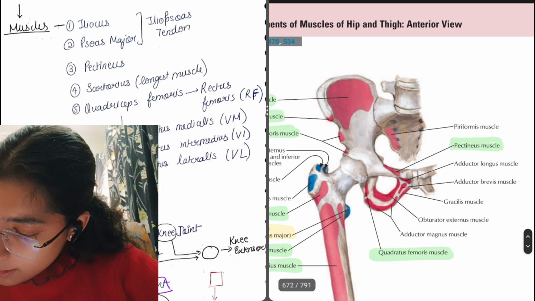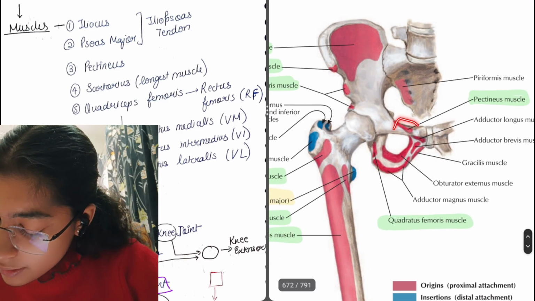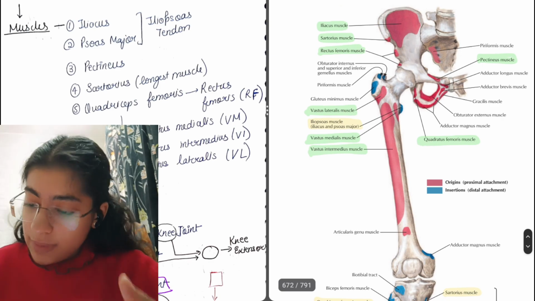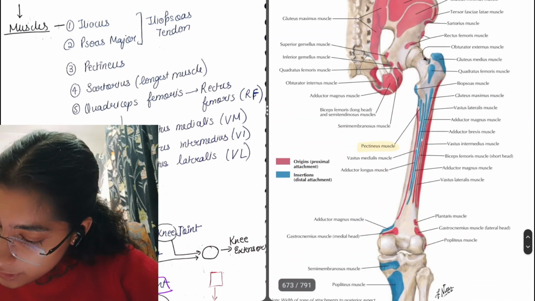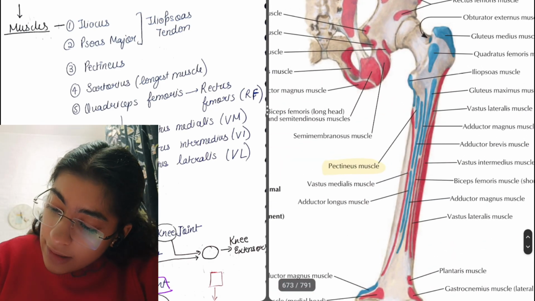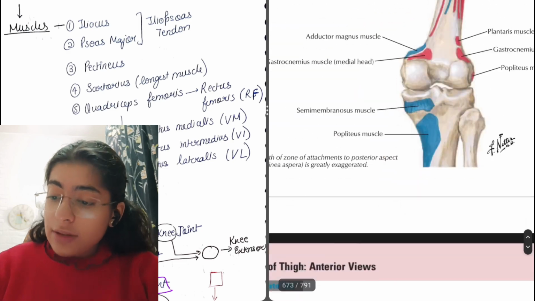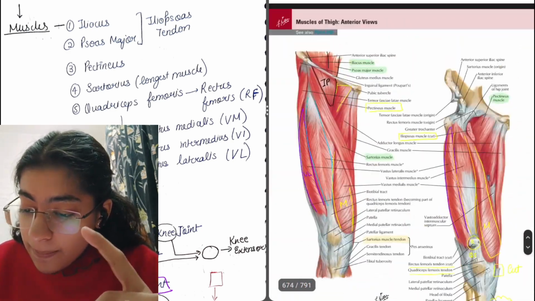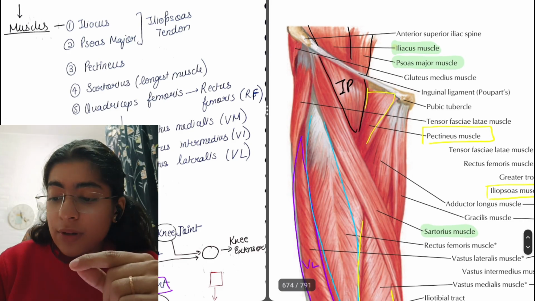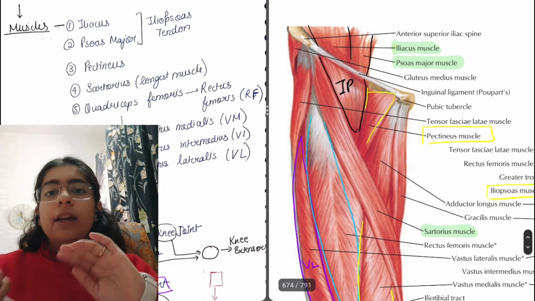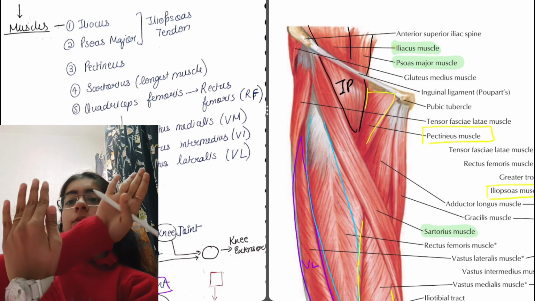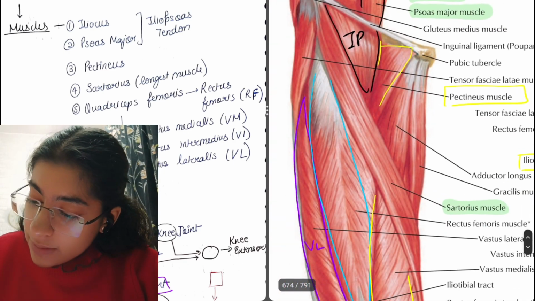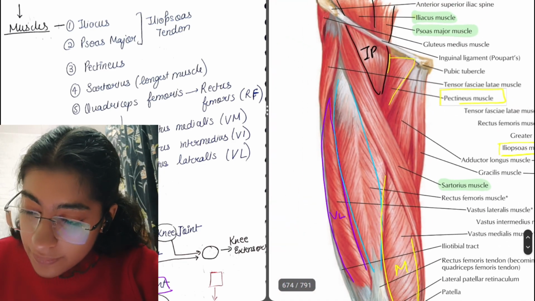Here you can see the pectineus muscle origin. From here the pectineus muscle is originating, and in the posterior view, it is inserting here on the pectineal line. Just remember, it is going posteriorly. So it will always be below the iliopsoas muscle because it has to go posteriorly. If this is iliopsoas, I have to go posteriorly. This is the pectineus muscle which we have done.